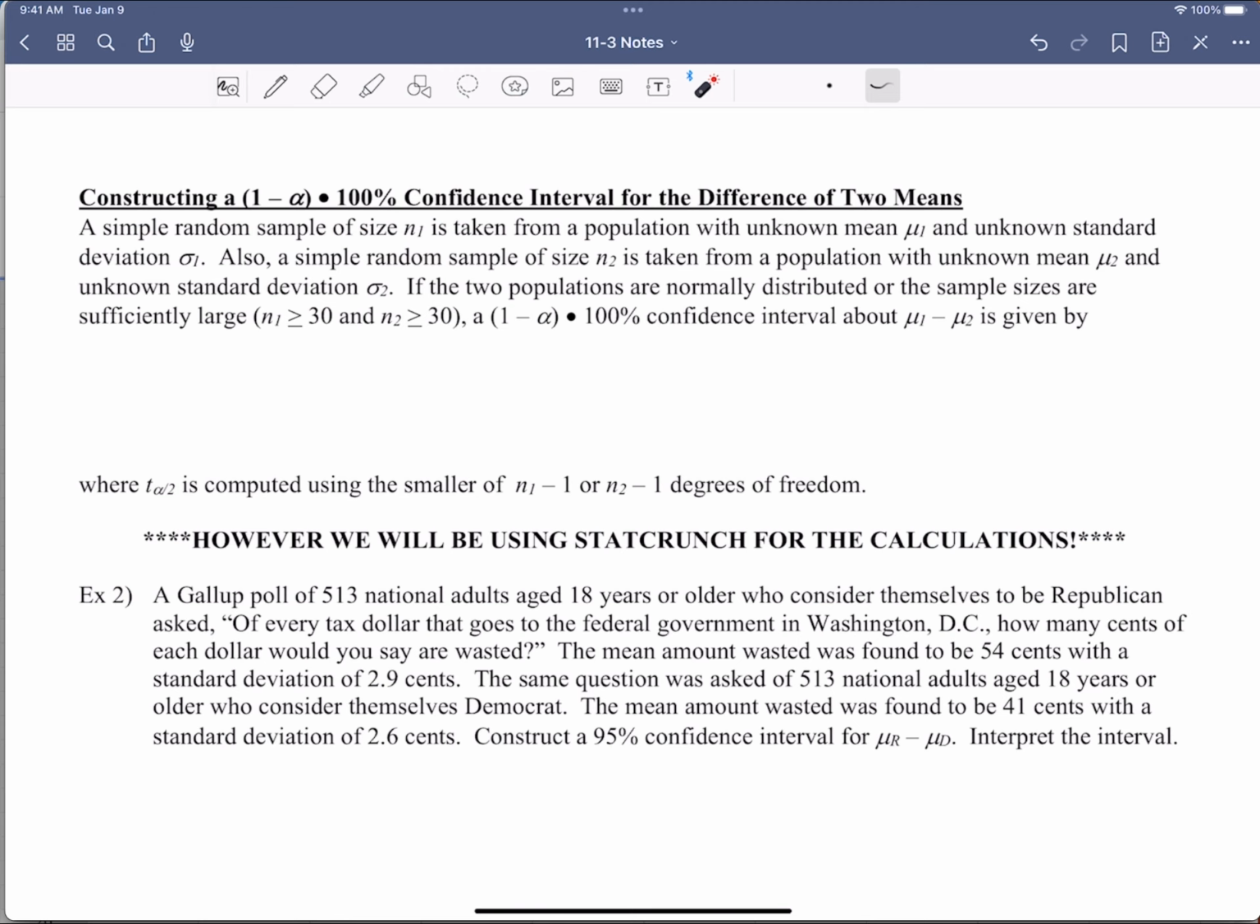Remember, these are independent. So I have a random sample of N1, population unknown with this mean, unknown standard deviation, right? So everything goes with 1. And then also, a sample of N2, mean of 2, standard deviation of 2. The 2 populations are normally distributed, or the sample sizes are large enough to handle it. Each one, they are independent.